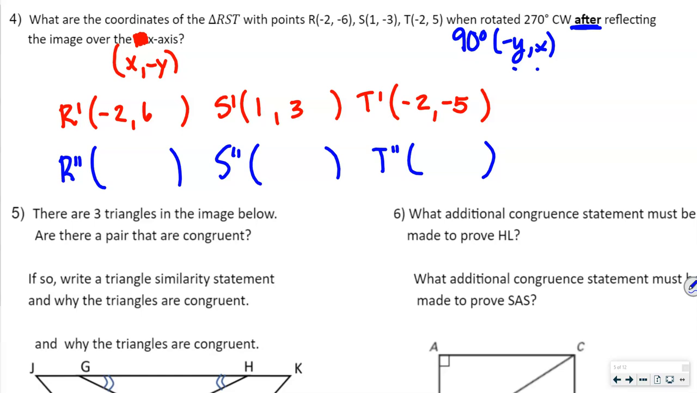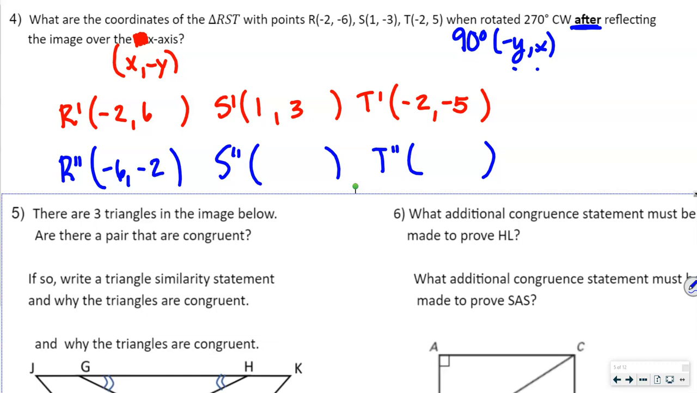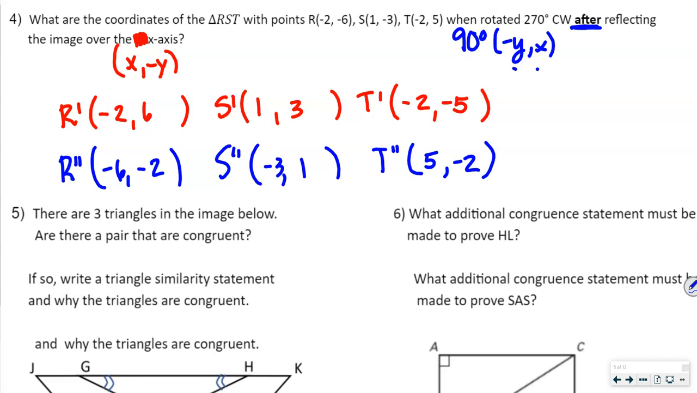So this time we're going to take our R prime, we're going to flip it, and we're going to go -6, -2, right? We're going to go -3, 1, and we're going to go +5, change that sign, -2. So those are your transformed points after doing the reflection over the x first, and then the 90 degree rotation or 270 degree clockwise rotation.